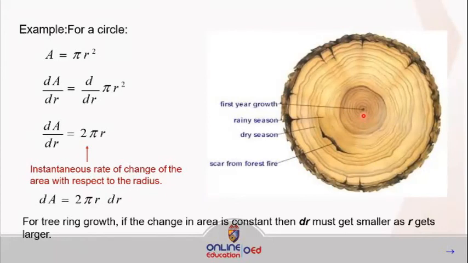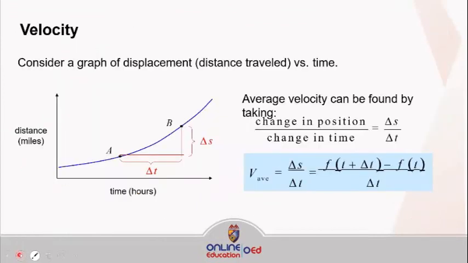So we have the middle as the first year of growth, and then the rainy season, the dry season, and a scar from a forest fire. That is our next application. This is also our limit formula, the same one we showed earlier for the long method of derivation, but here we no longer use x and h. We use the value of t and the change in time. So consider the velocity.